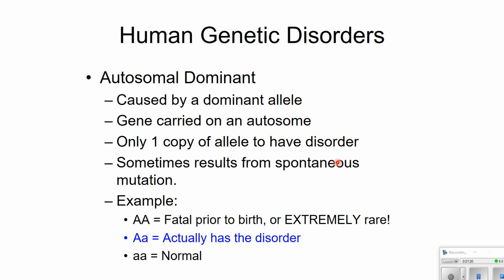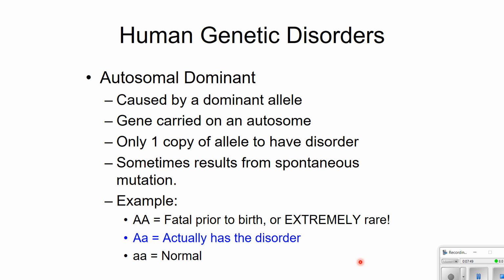Sometimes it's a spontaneous mutation, where even though mom doesn't have a big A and dad doesn't have a big A, the child still can sometimes be born with one copy of big A just because the gene can mutate. And basically little a can mutate and become a big A. Not super common, but it does happen. It's worth mentioning because you may come across that in your research.